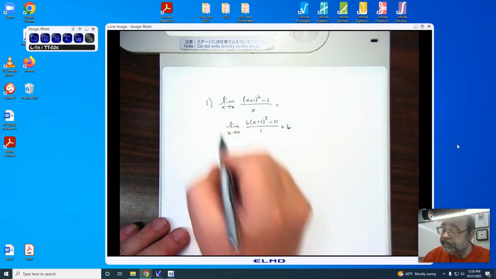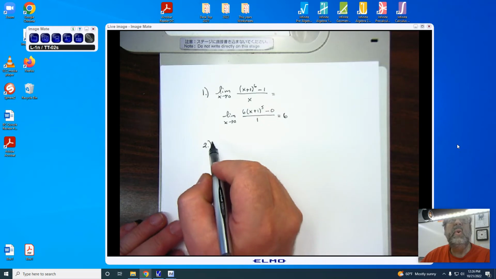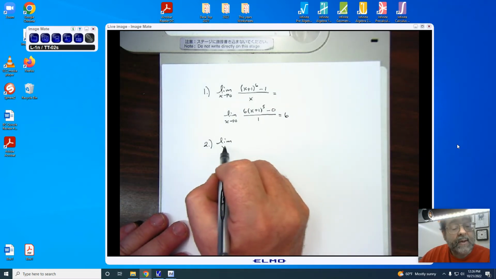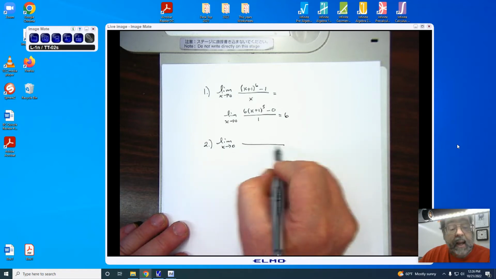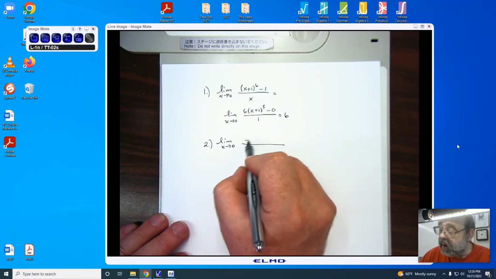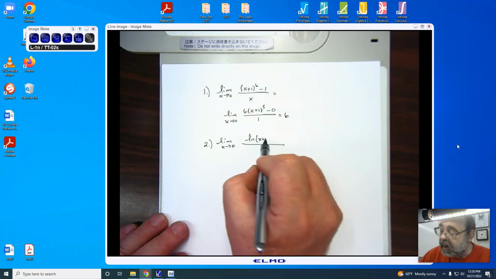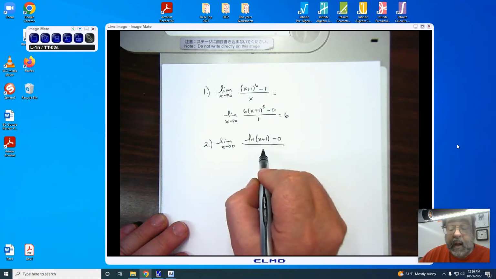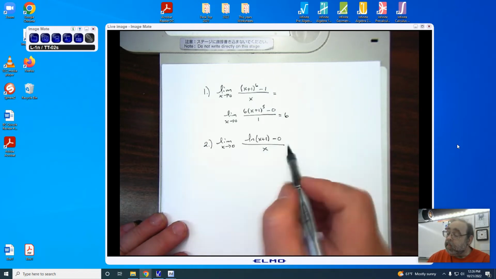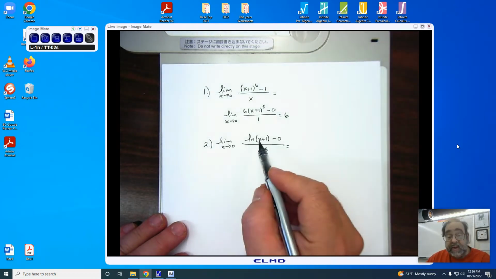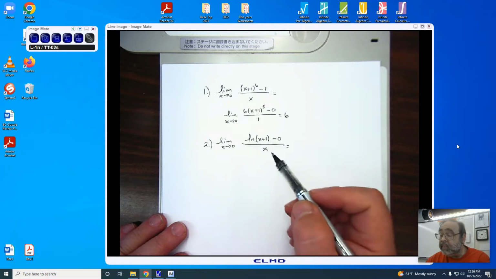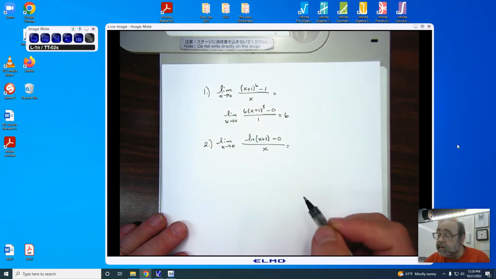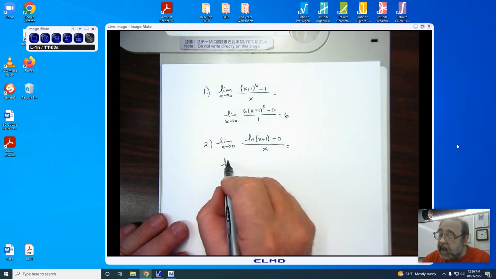That was number 1. Number 2 is now asking me to find the limit as x approaches 0, and in the numerator I have the natural log of x plus 1. I am subtracting 0 in the numerator, and then I have an x in the denominator. Well, when I plugged in 0, I get the natural log of 1, which is 0, minus 0 is 0, and then a 0 in the denominator. So once again, L'Hopital's rule applies.